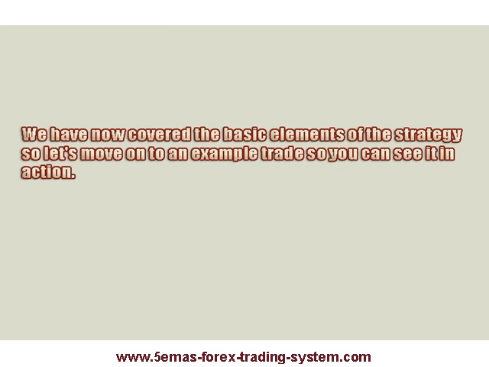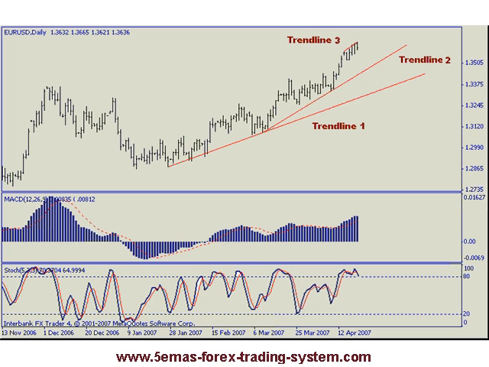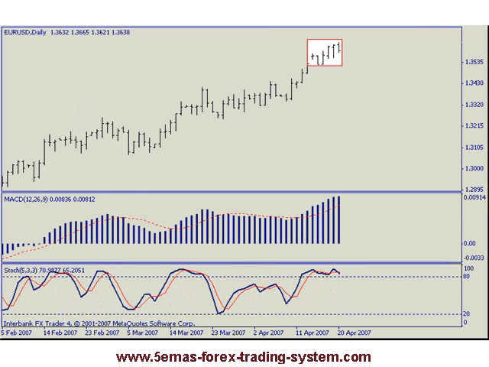We have now covered the basic elements of the strategy, so let's move on to an example trade so you can see it in action. Today is April 20th, 2007, and when we open our daily chart to identify the general trend, we see the current situation. If we draw trend lines, we notice that the trend is not only upward, it is actually becoming stronger. Let's consider the area that was indicated by the third trend line on the previous slide, as this is the area that we are actually interested in.